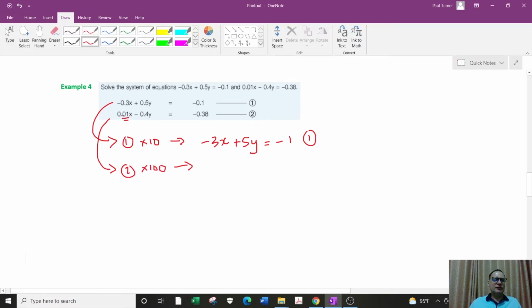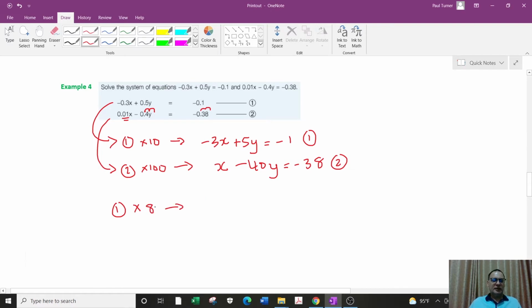So we'll get 100 times 0.01, that'll give 1, 1x, which is x. 100 times minus 0.4, that will give minus 40y. And 100 times minus 0.38, that would give minus 38. That's equation 2. So these numbers are a little bit different. So it looks like we could multiply equation 1 by 8.